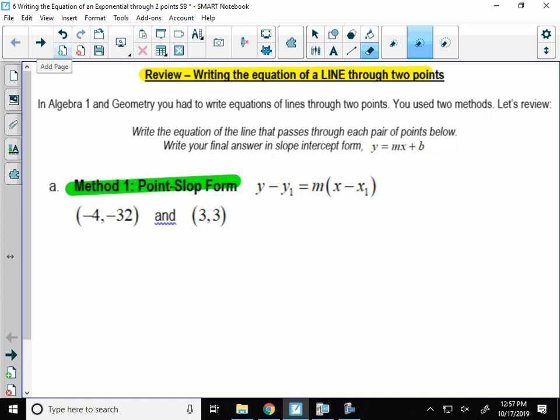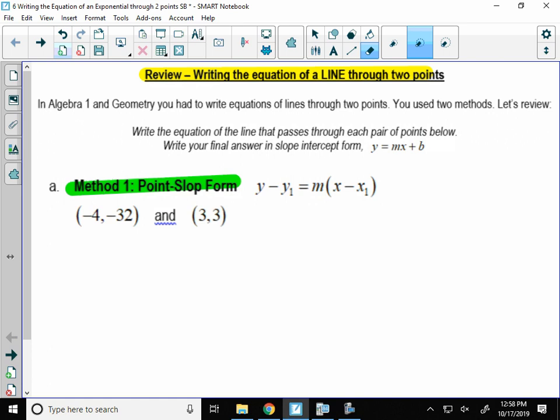Exponential today. But I want to review. I'm only going to do one of the methods because it'll be more focused on what we're doing today. There were two ways that we've done in Algebra 1 and earlier this year in your summer assignment to write the equation of a line, y equals mx plus b, through 2 points. The one was using point-slope form. That's the one I'm going to skip for now.